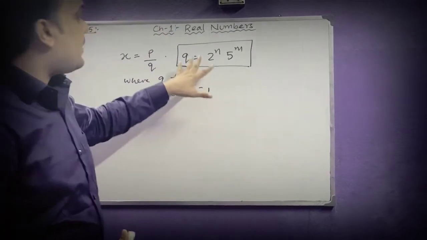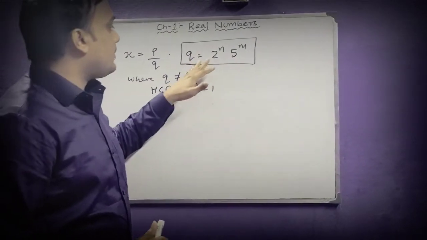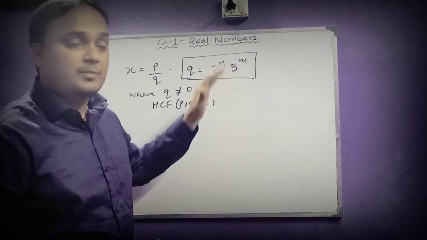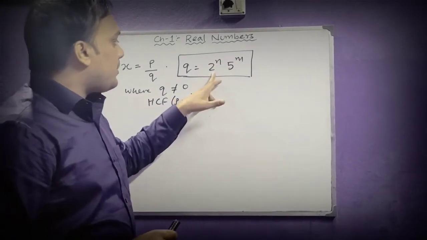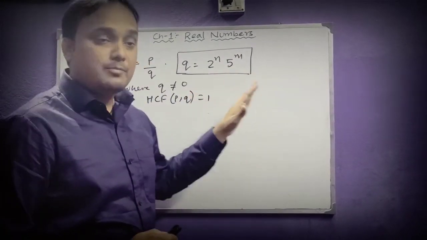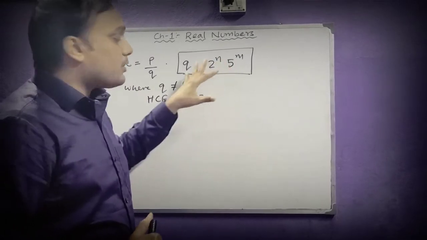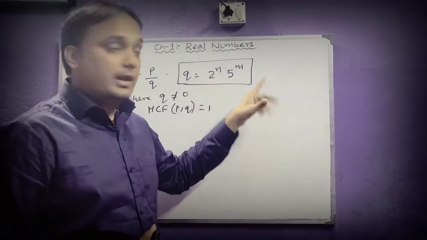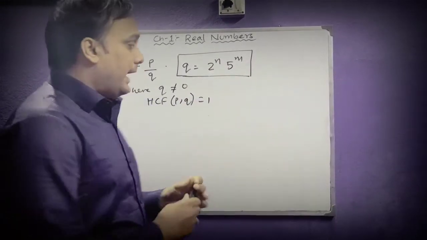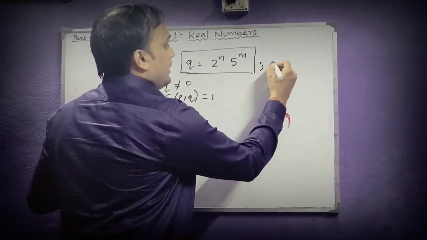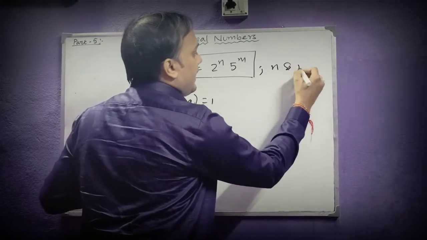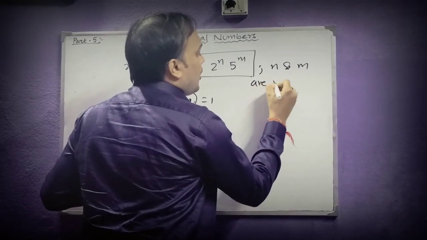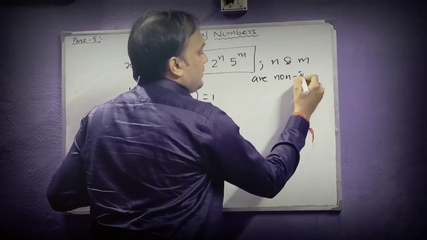So students, what do you mean by this statement that q equals 2 to the power n and 5 to the power m? Here 2 to the power n into 5 to the power m means q has only two prime factors, those are 2 and 5. And what are n and m? This is also very important: n and m are non-negative integers.